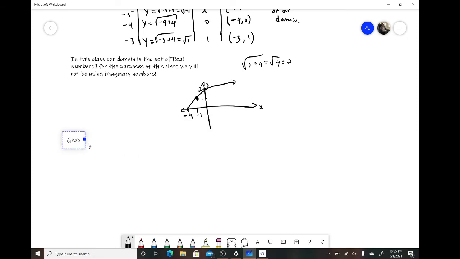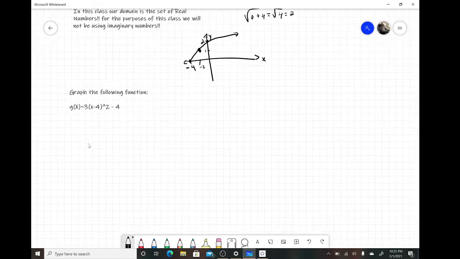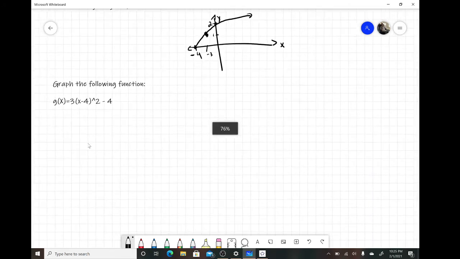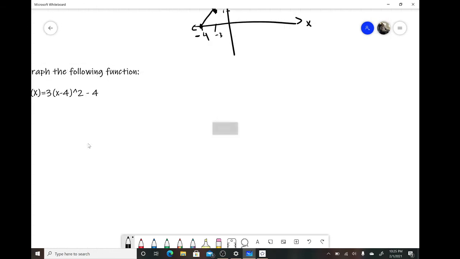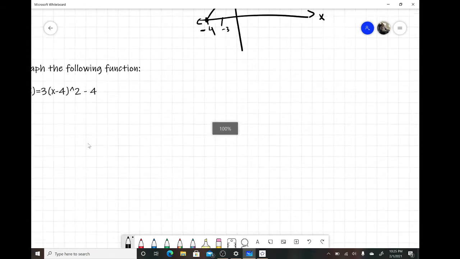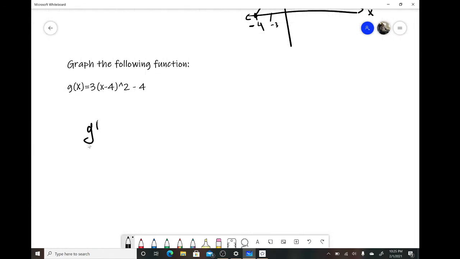So we want to graph the following function. The function given is g of x equals 3 times x minus 4, raised to the second power, minus 4. So that's basically the following. Let me just zoom in a little bit so you can see it 100%. So we have g of x equals 3 times x minus 4 squared minus 4.